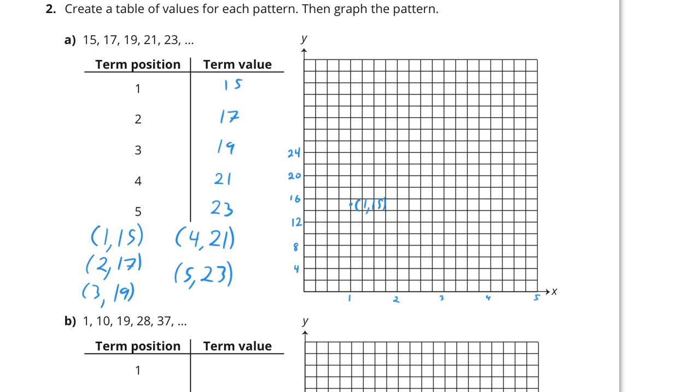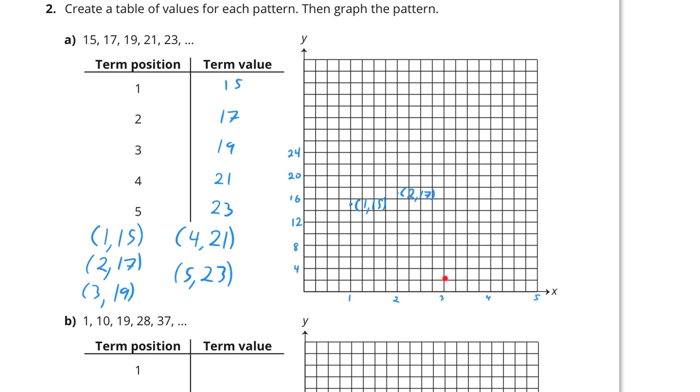Next I'm plotting at 2, 17. So I look here at 2, I go up the y-axis until I get to 17. Well, I know it's right after 16 because 18 is there, so it has to be right there. At 2, 17.